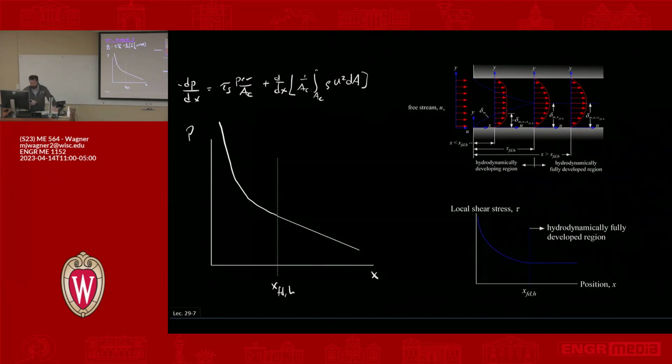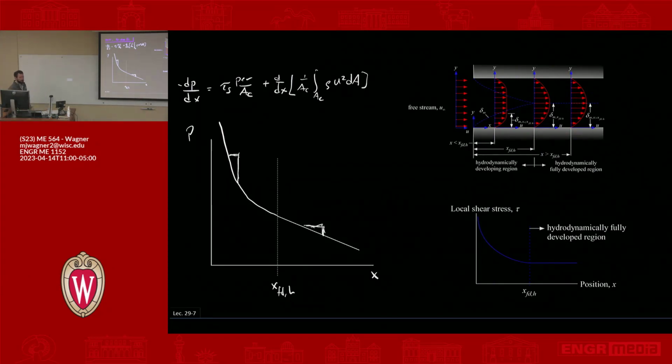Right, so in the developing region, you're going to have a really significant jump up where the slope here is much greater than the slope here. And that again is both of the effects of increased shear stress tau s and acceleration of that fluid, or of the core of the fluid.